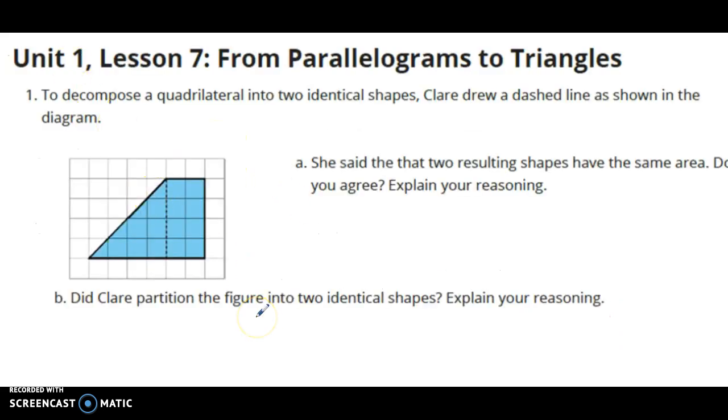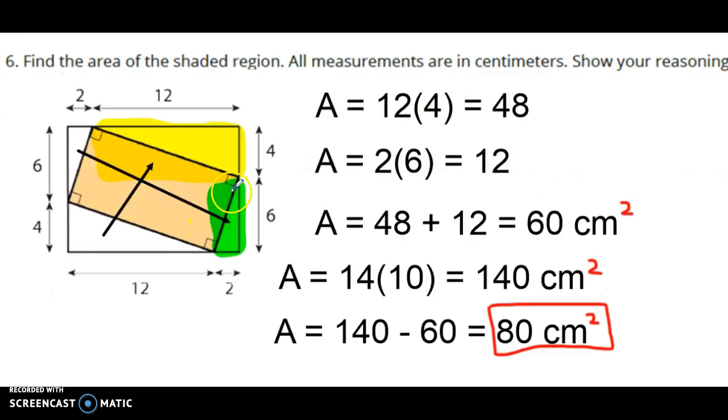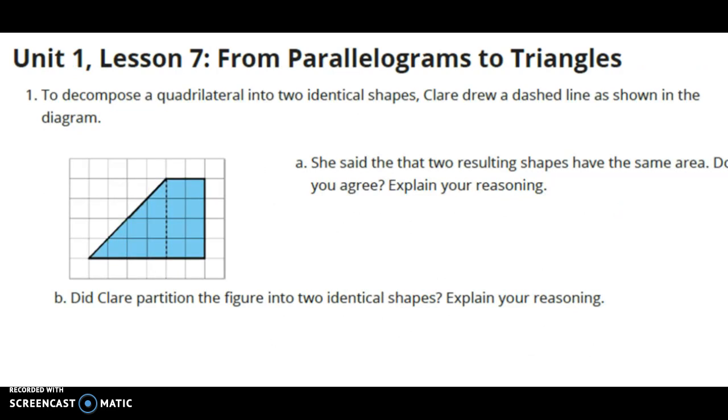All right, we're going to move on to lesson 7 now, which is where we start to think about the relationship between parallelograms and triangles. So it's going to be doing a lot of what we did in this previous problem, where we think about how a parallelogram is actually made up of two triangles. So number 1 says to decompose. Let's talk about that word. Put a box around it.